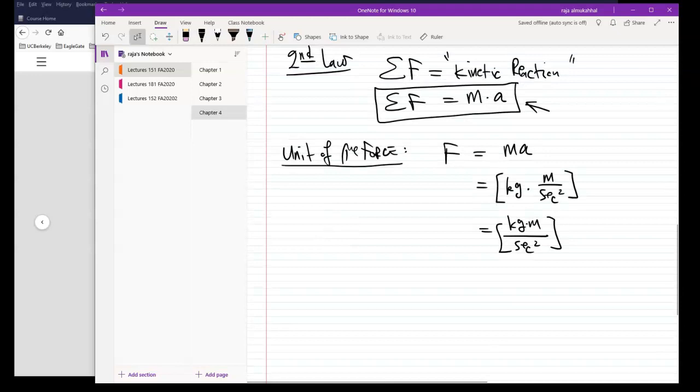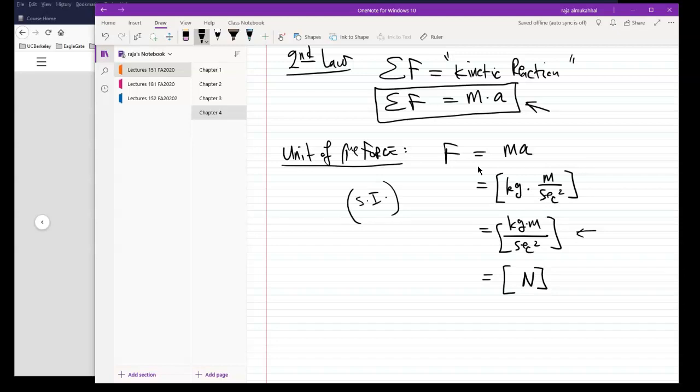Rather than writing this whole unit every time, there is a shorthand unit which we call the Newton, big N. Okay? So the Newton is the unit of the force. And what is the Newton? It's kilogram meter per second squared. Get that? Okay. Now, of course, these are units in the SI system. We talked about the SI system in Chapter 1.